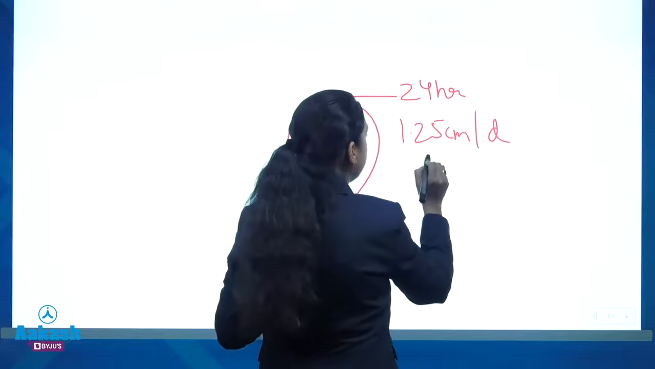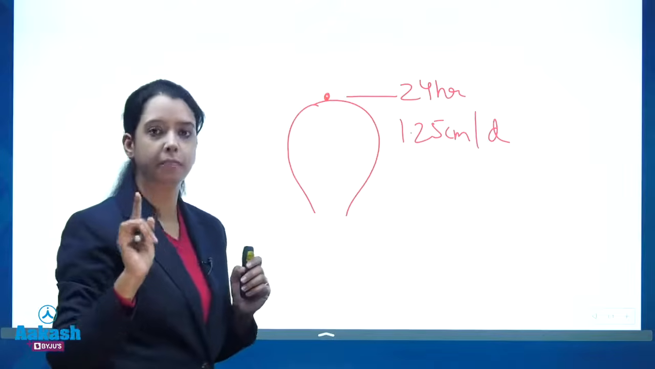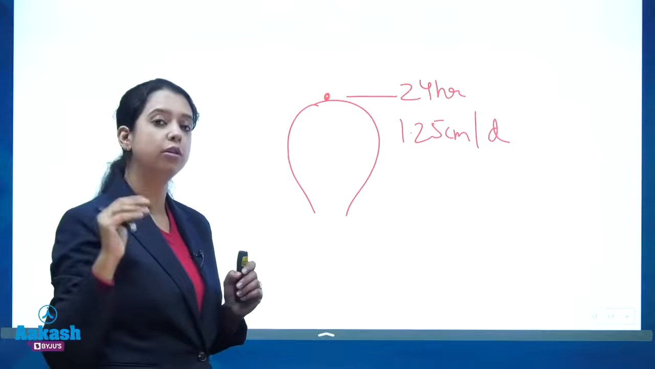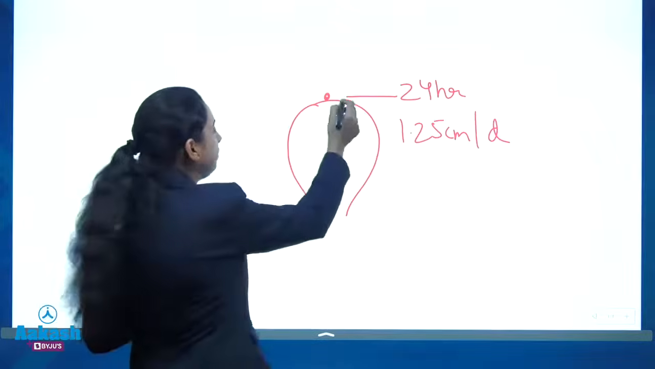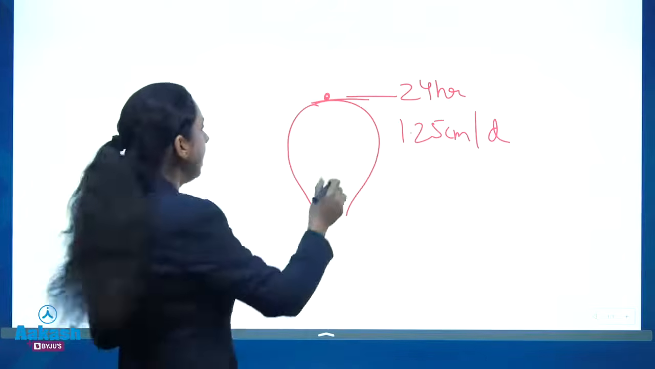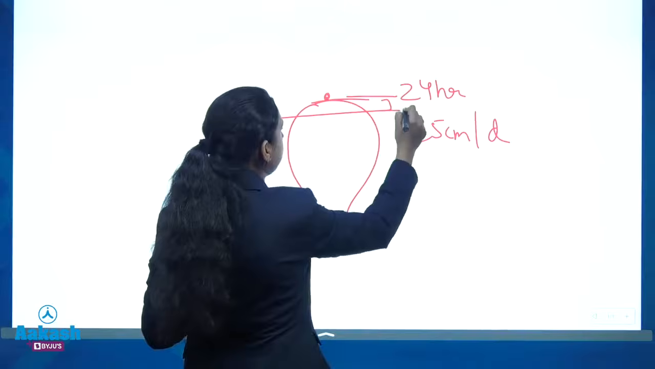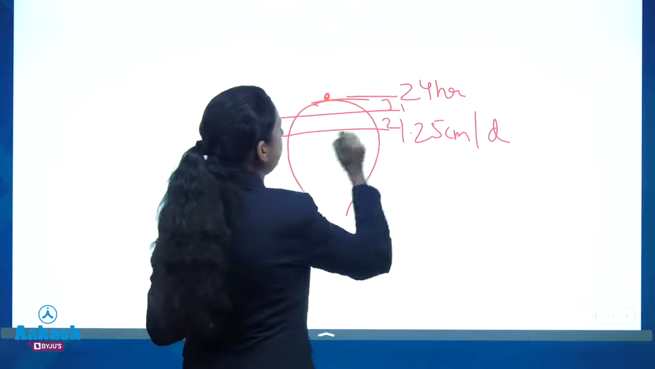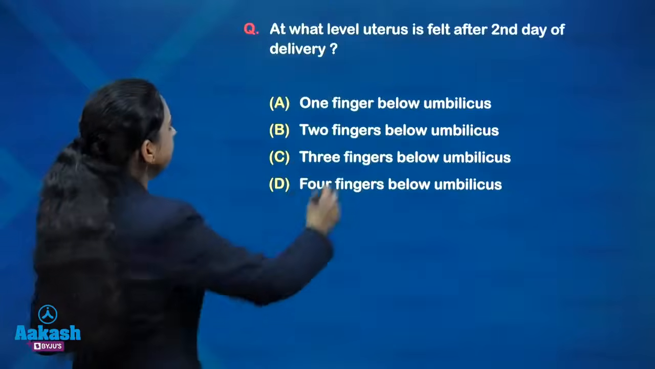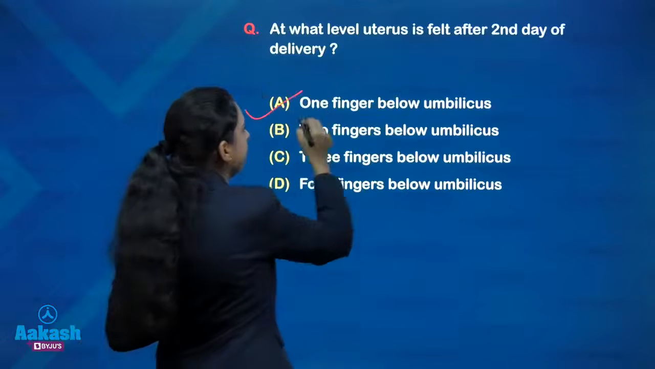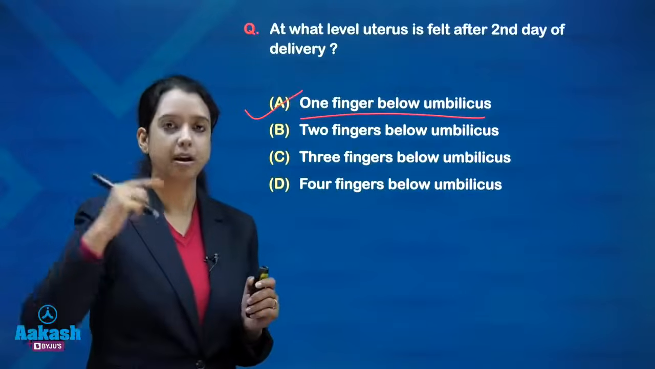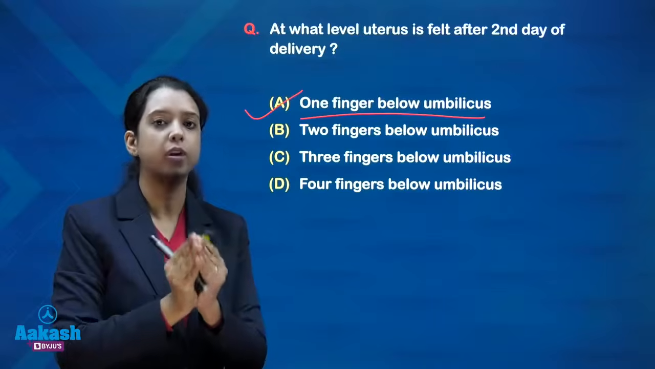Now the involution starts at a rate of 1.25 centimeter per day. It means 1 finger breadth per day. So 1 finger breadth, or half inch, per day is the normal rate. At day 1, you will find it at the lower border of the umbilicus because it is constant there for 24 hours. At day 2, it will be 1 finger breadth. At day 3, it will be 2 finger breadth. So here, your answer is that at day 2 it should be 1 finger breadth below the umbilicus, because the rate is 1.25 centimeter per day after staying constant for 24 hours.